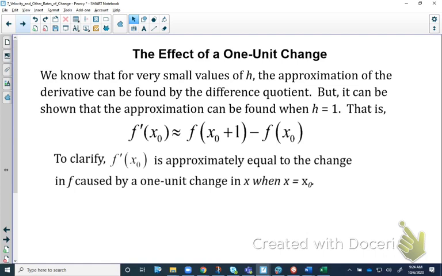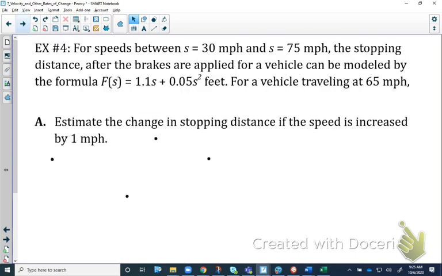Okay, so now the last thing that we're going to be looking at here is something called the effect of a 1-unit change. And this is basically something that you can use as an estimate to give you an approximation of what you should be getting in regards to a situation. And to be honest, we're really not going to see a lot of this particular concept.